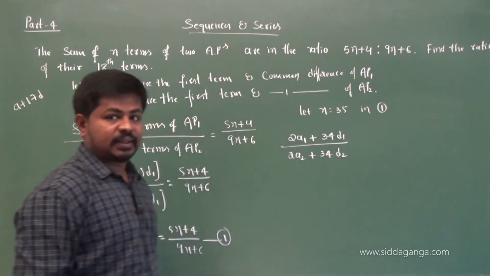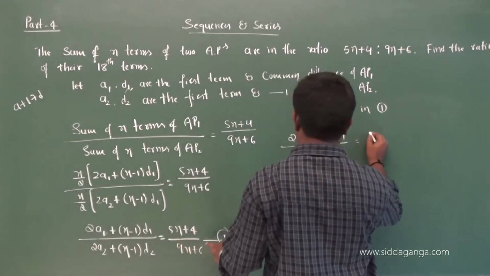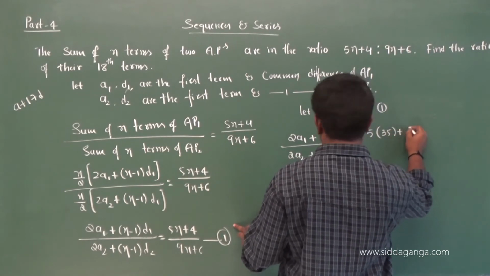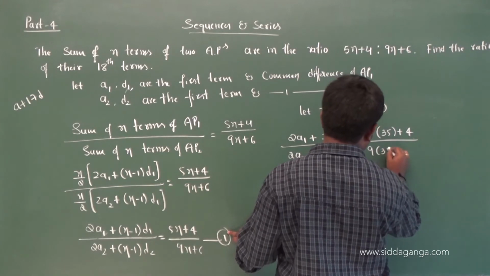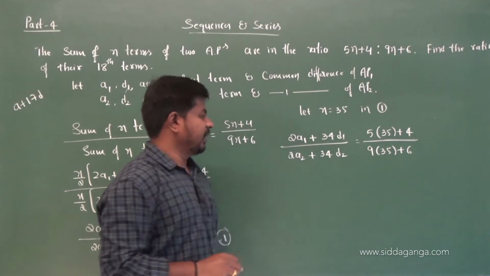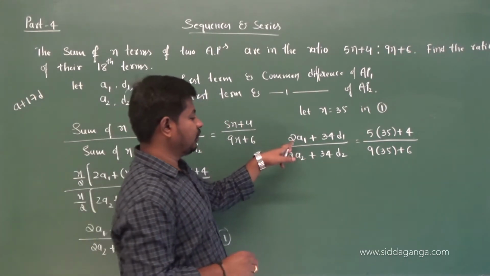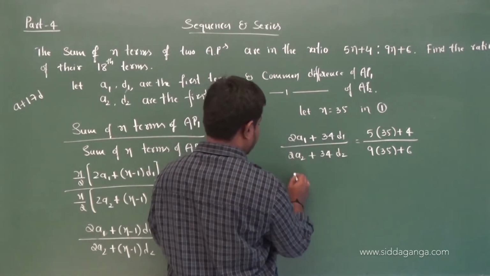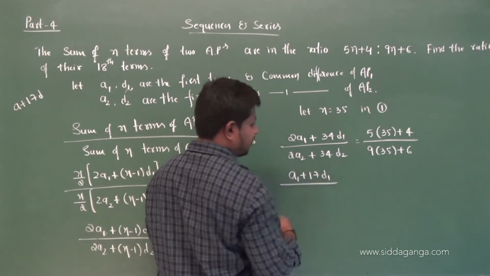Okay? In the same way, on the right side also substitute 35 in place of n. You get 5 into 35 plus 4 divided by 9 into 35 plus 6. Now divide both numerator and denominator by 2. So here 2 gets cancelled, 34 by 2 is 17. So you get a1 plus 17d1, you mean the 18th term of the first AP.